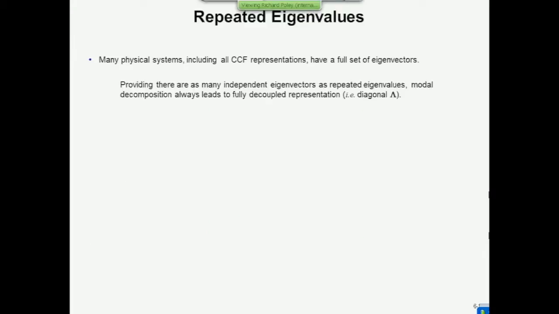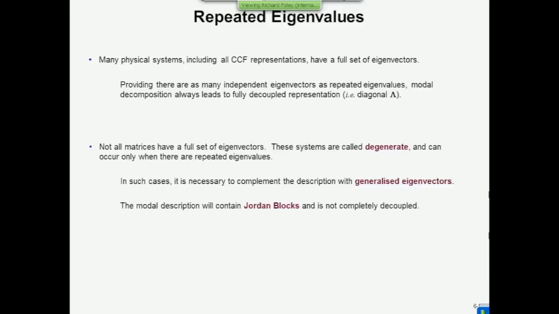It can only happen with repeated eigenvalues, and even then, it may not happen. You may be lucky and say, well, you've got repeated eigenvalues, but you've still got a full set of eigenvectors. Or you may be unlucky and lose one or more of the eigenvectors. So the systems are degenerate, and when you lose eigenvectors, if you want to carry out a modal decomposition, you have to replace them by substituting the missing ones with eigenvectors that are called generalized eigenvectors.